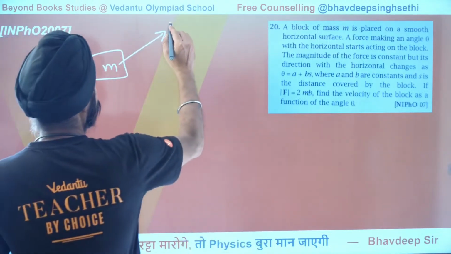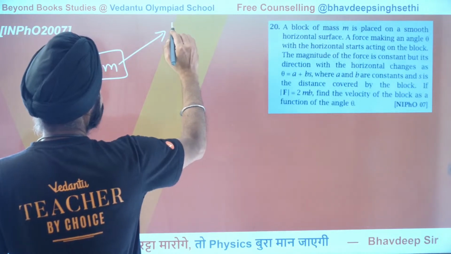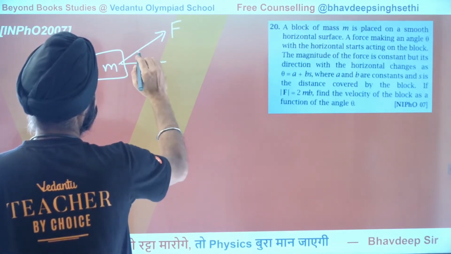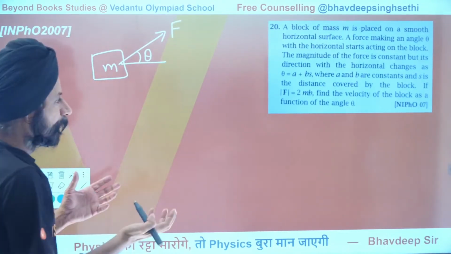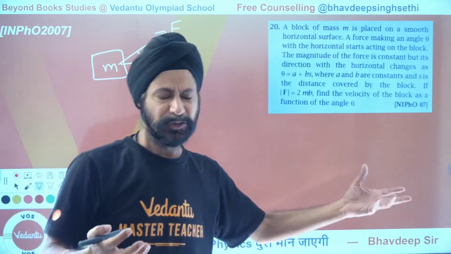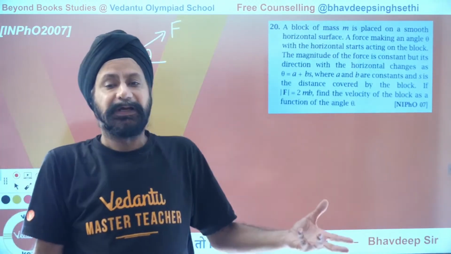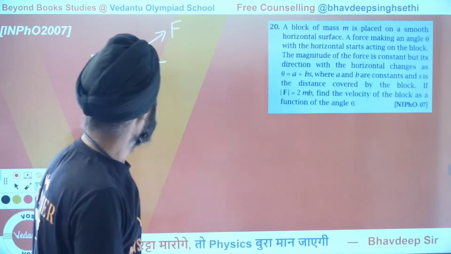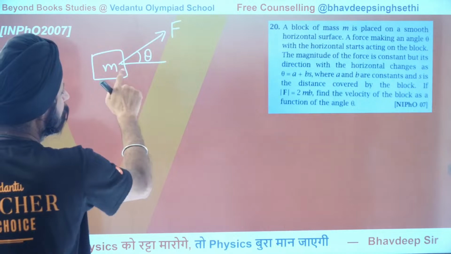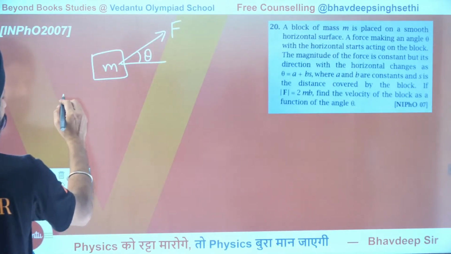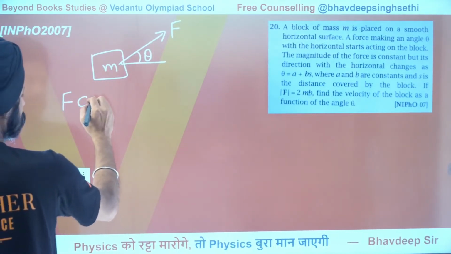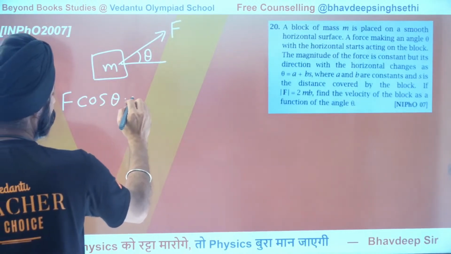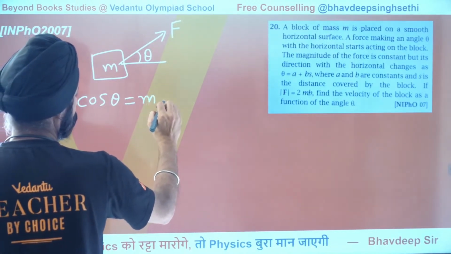Okay. So if this was force F and this was theta, first of all, I know I have to find velocity as a function of theta. So how do I find velocity? I know forces, I know mass, I know acceleration. So I don't use this F, I use F cos theta. I can start with the very basic thing where I say F cos theta is equal to mass times acceleration.